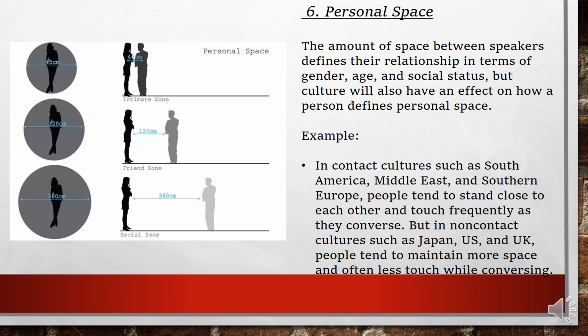So another is the personal space, and this is very important for you to know. So the amount of space between speakers defines their relationships in terms of gender, age, social status. But culture will also have an effect on how a person defines a personal space. So example, in contact cultures such as South America, Middle East, and Southern Europe, people tend to stand close to each other and touch frequently as they converse. But in non contact cultures such as Japan, US, and United Kingdom, people tend to maintain more space and often less touch while conversing.